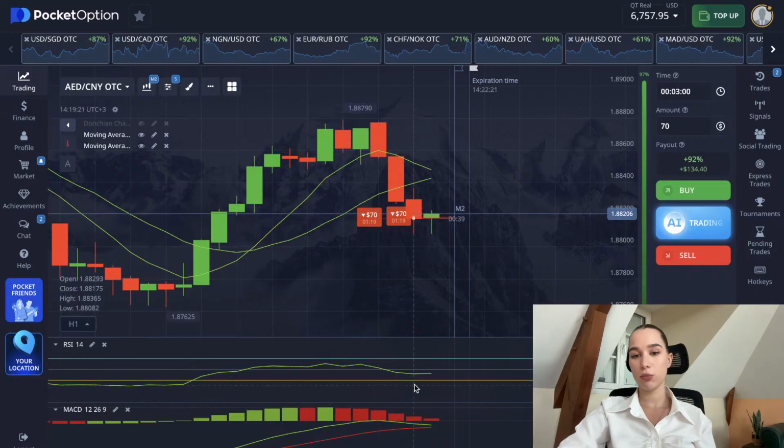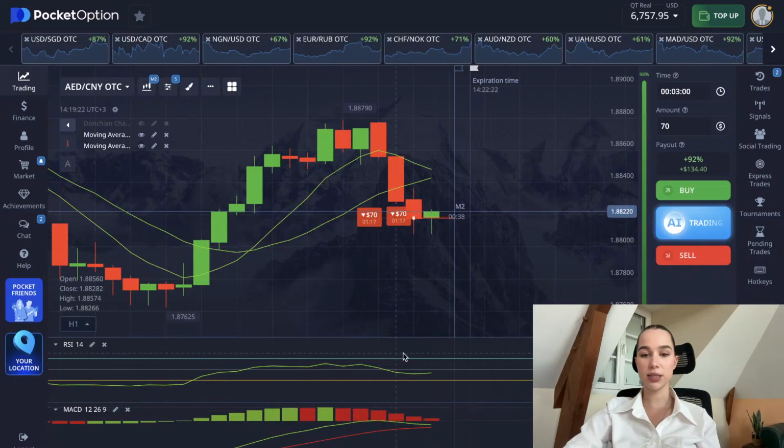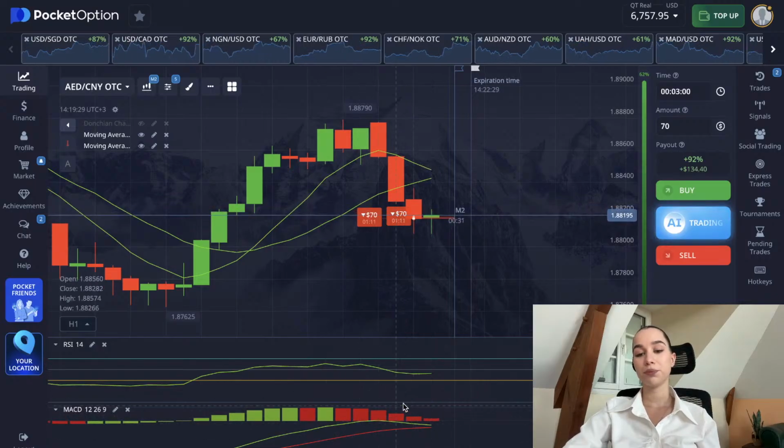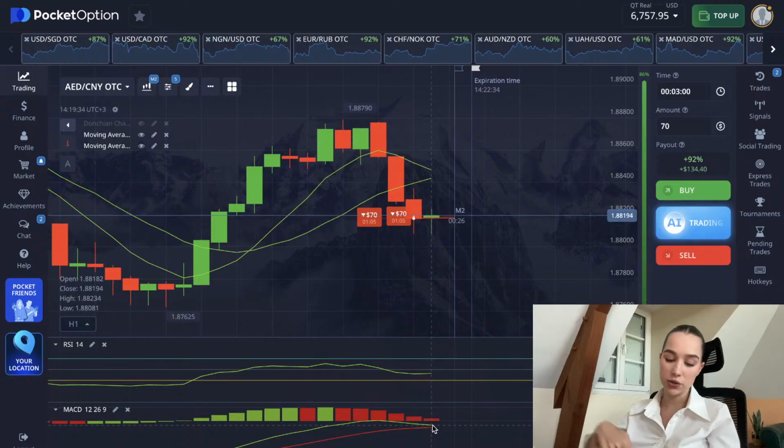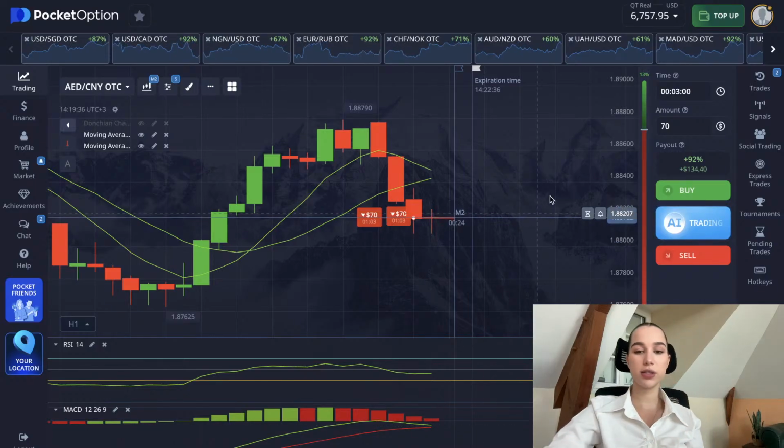Now it's moving more and more downward, giving us a sell signal. The last pin bars in the MACD are also red, and they're almost crossing the 0 level here. We can also see the 2 lines of MACD will cross each other soon and start going in the downward direction. So it's a pretty good signal.